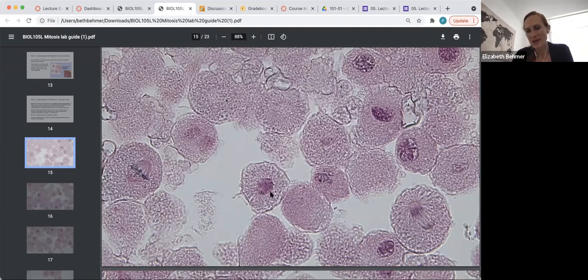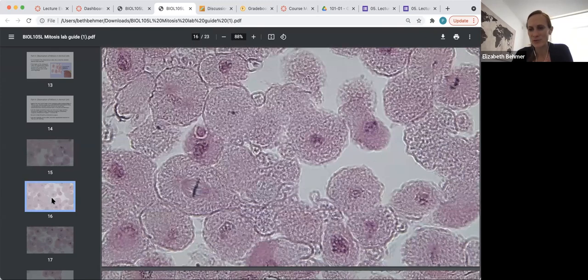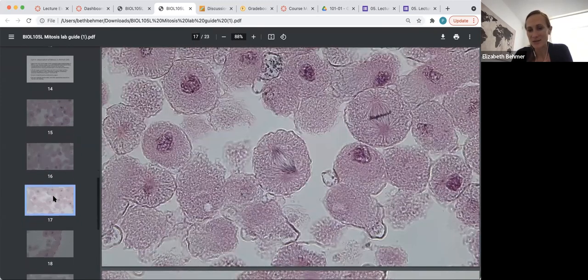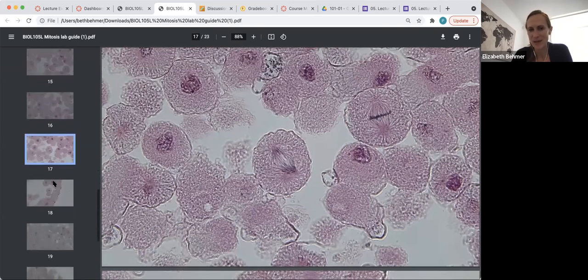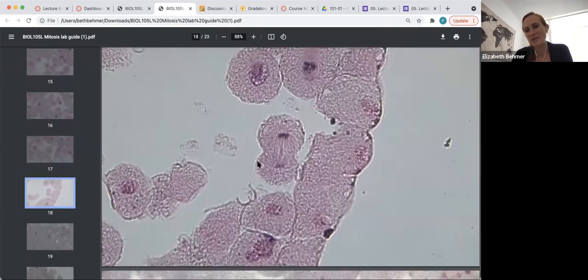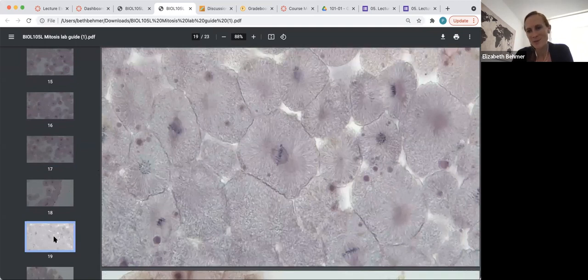This might be a cell in prophase because you don't see a clearly defined nucleus. The nuclear envelope is starting to develop. And as you go through, you can use any slide you want to kind of locate the different cells in the different stages of mitosis. This is a really nice one in telophase because you start to see the cleavage furrow of the cell dividing into two. And let's see if we can find a cytokinesis.